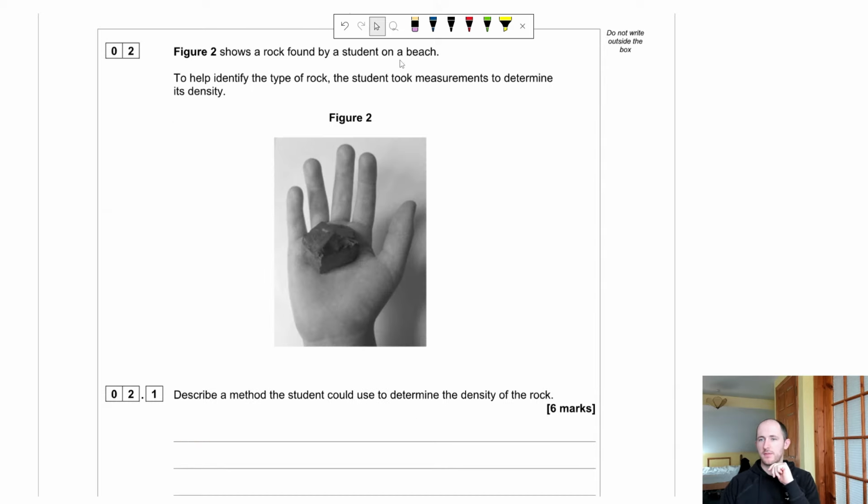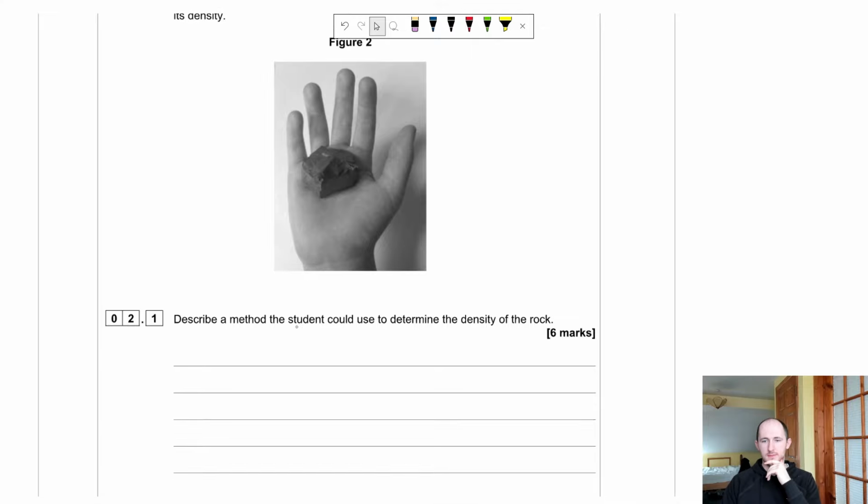Figure 2 shows a rock found by a student on a beach. To help identify the type of rock, the student took measurements to determine its density. Describe a method the student could use to determine the density of the rock. Here's what I would do. The first thing I would write, very first thing, is density equals mass over volume, which does give you the mark, by the way. But why am I writing it?